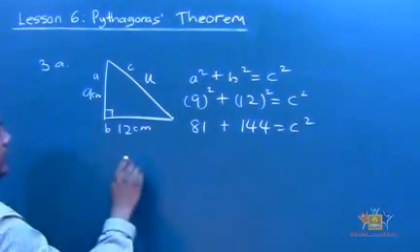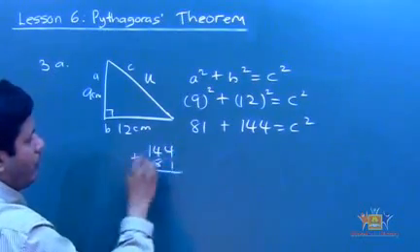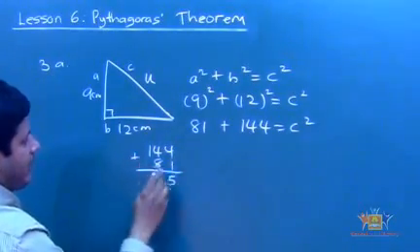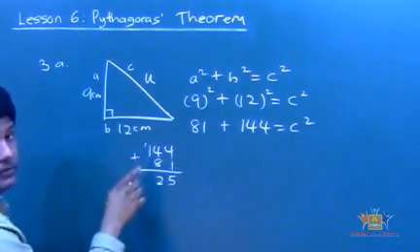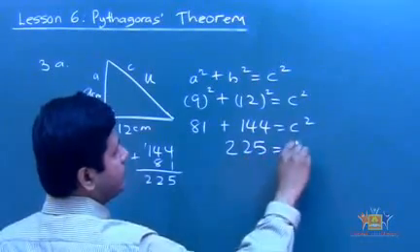Let's add them, okay? So you got 144, and we're going to add that with 81. 4 plus 1 is 5. 4 plus 8 is 12, 2 carry 1. 1 plus 1 is 2. So that gives us 225 equal to c squared.